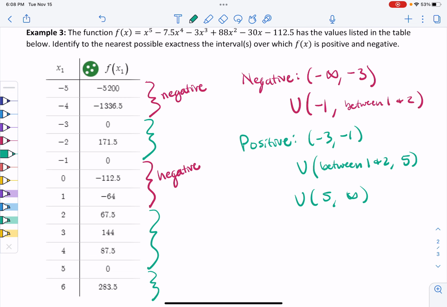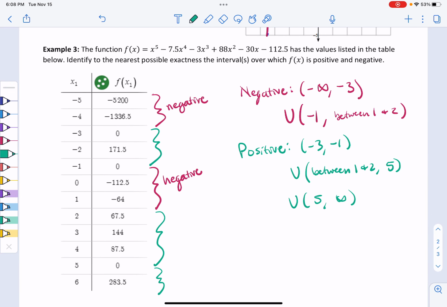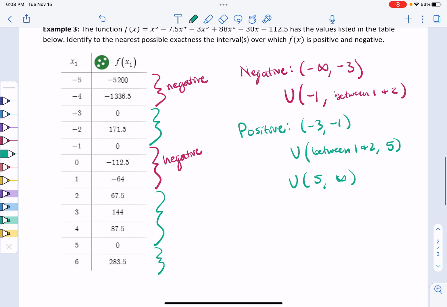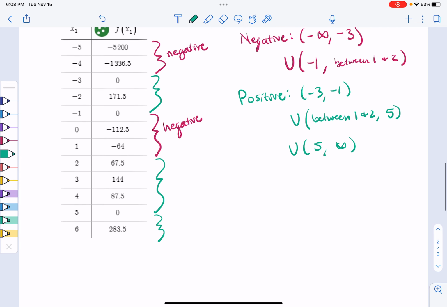A little bit trickier with a table. Tables are a lot harder to be exact with. I don't remember if I have one more example. I do not. Well, under the table.